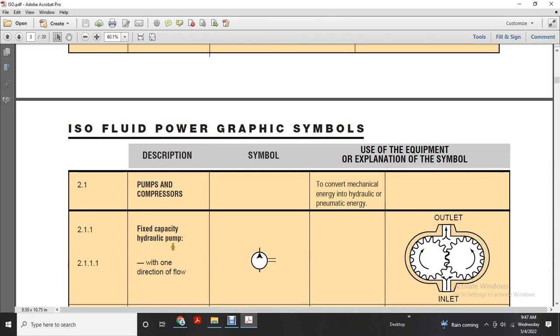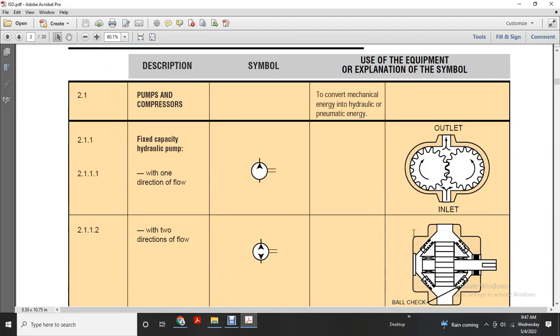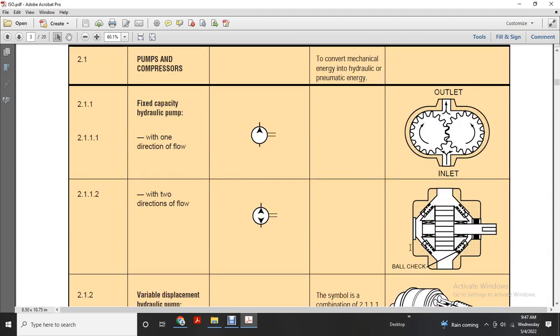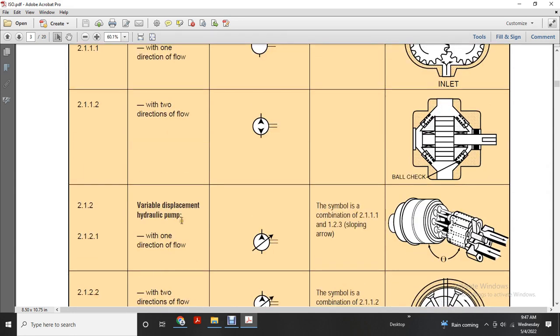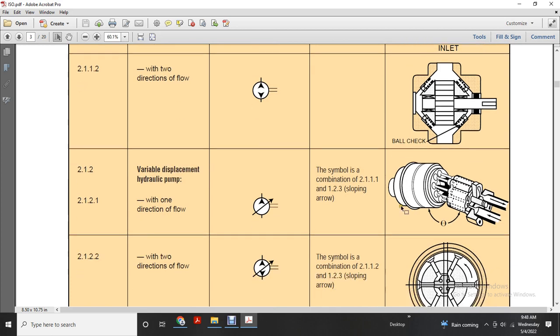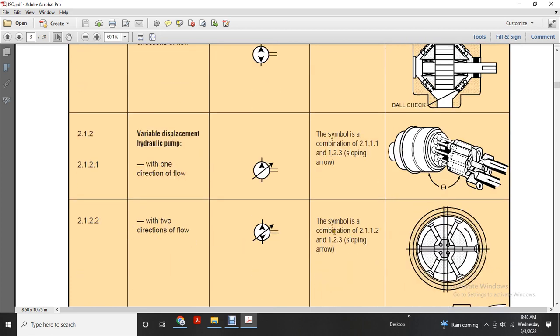Fixed capacity hydraulic pump with one directional flow shows the outlet and inlet of the hydraulic pump. With two directions of flow shows a hydraulic pump ball check valve. Variable displacement with one direction, symbol combination, sloping arrow. With two direction flow, symbol combination, sloping arrow.